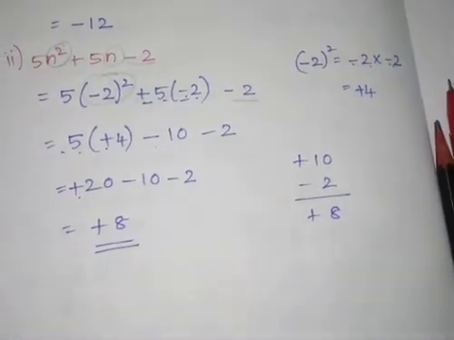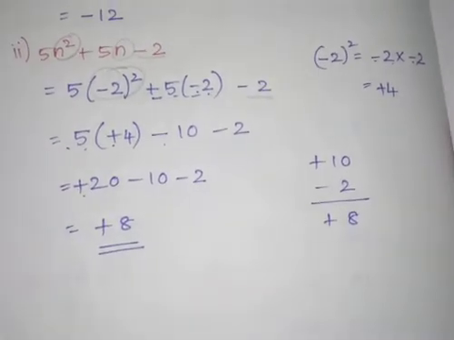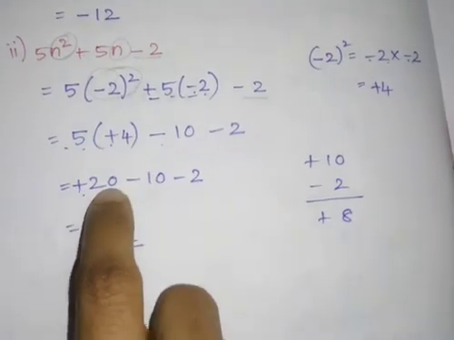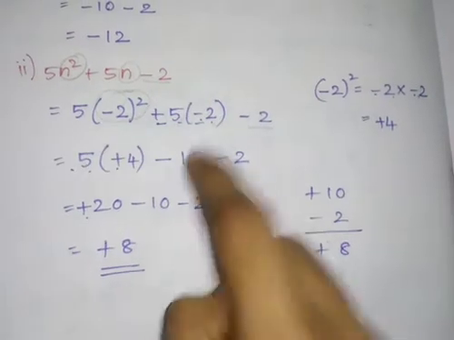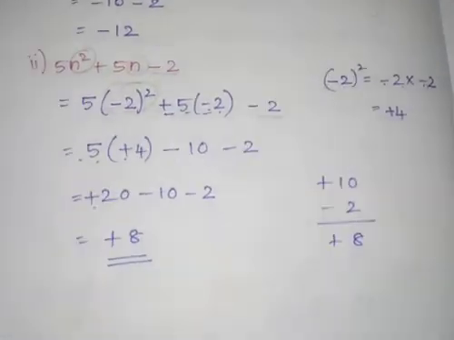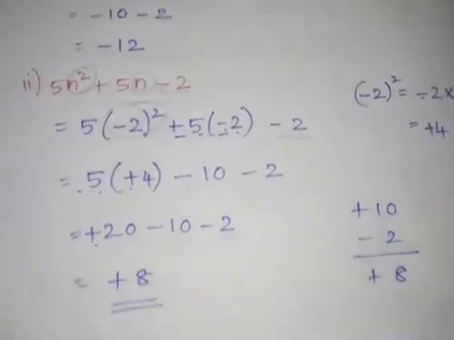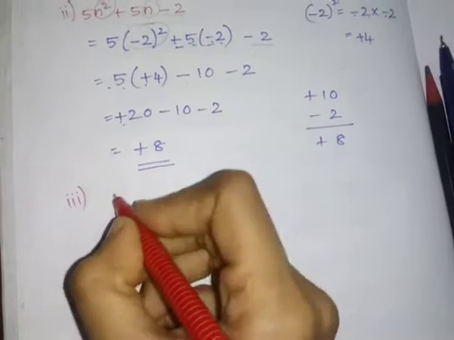So the value of this expression is what? Plus 8. Listen, be careful, children. Plus 5 into plus 4 is plus 20. Plus 5 into minus 2 is minus 10. Okay, this is multiplication. While you're doing that, you should be concentrated. Only then you won't make mistakes. Okay, because everything is an integer operation.